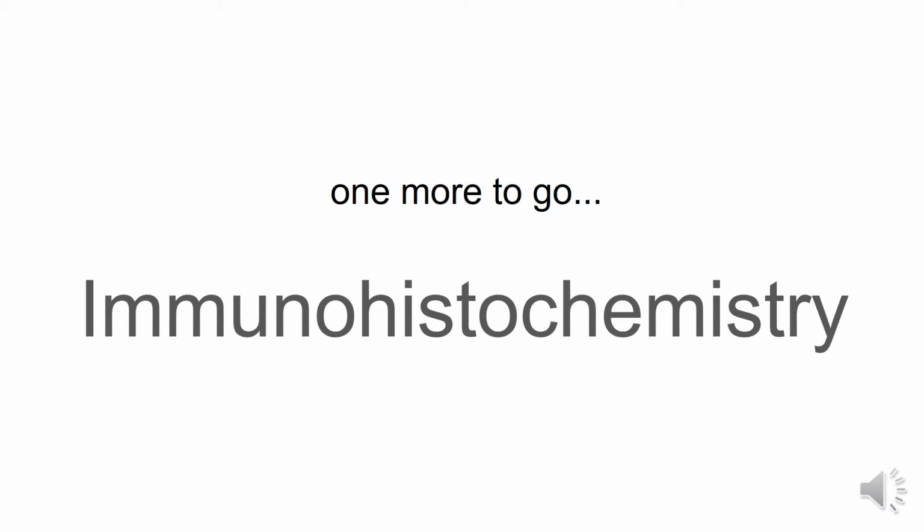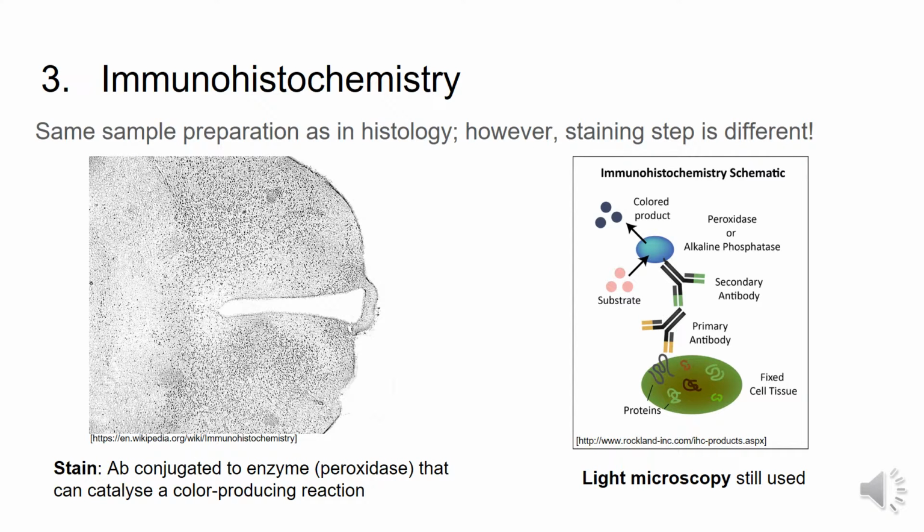The third technique we'll discuss is immunohistochemistry. This technique is almost the same as immunofluorescence. However, the antibodies used are conjugated with an enzyme like peroxidase rather than a fluorophore. These enzymes can catalyze a color-producing reaction upon addition of a certain substrate, so light microscopy can be used to visualize the samples. Like immunofluorescence, this technique allows for higher selectivity for a target antigen.